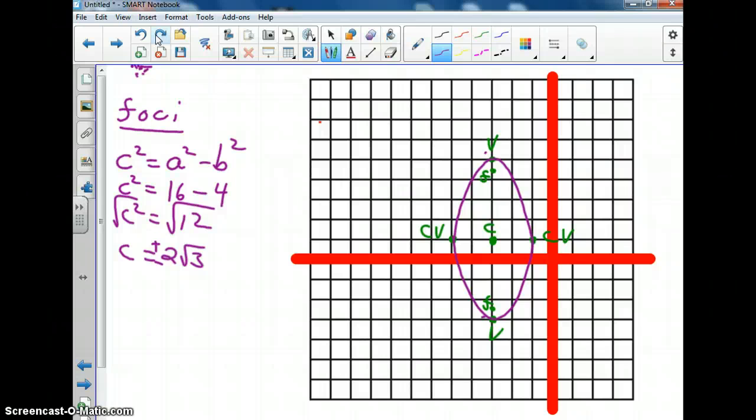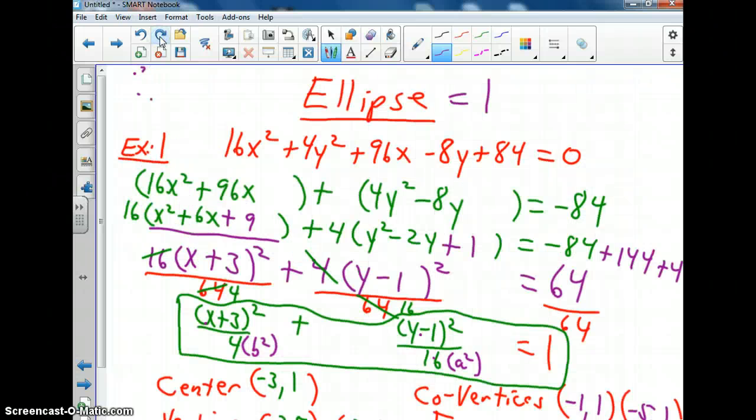All right, now we're not quite finished. We're almost finished, but not quite. So the thing is that when they ask you, what are the foci? Let me ask you this. What's the center here? What's the center? -3, 1, right. Okay, so I'm going to take -3, 1. Now let me ask you this. 2 square root of 3, are you adding it to the y or to the x? To the y, right?